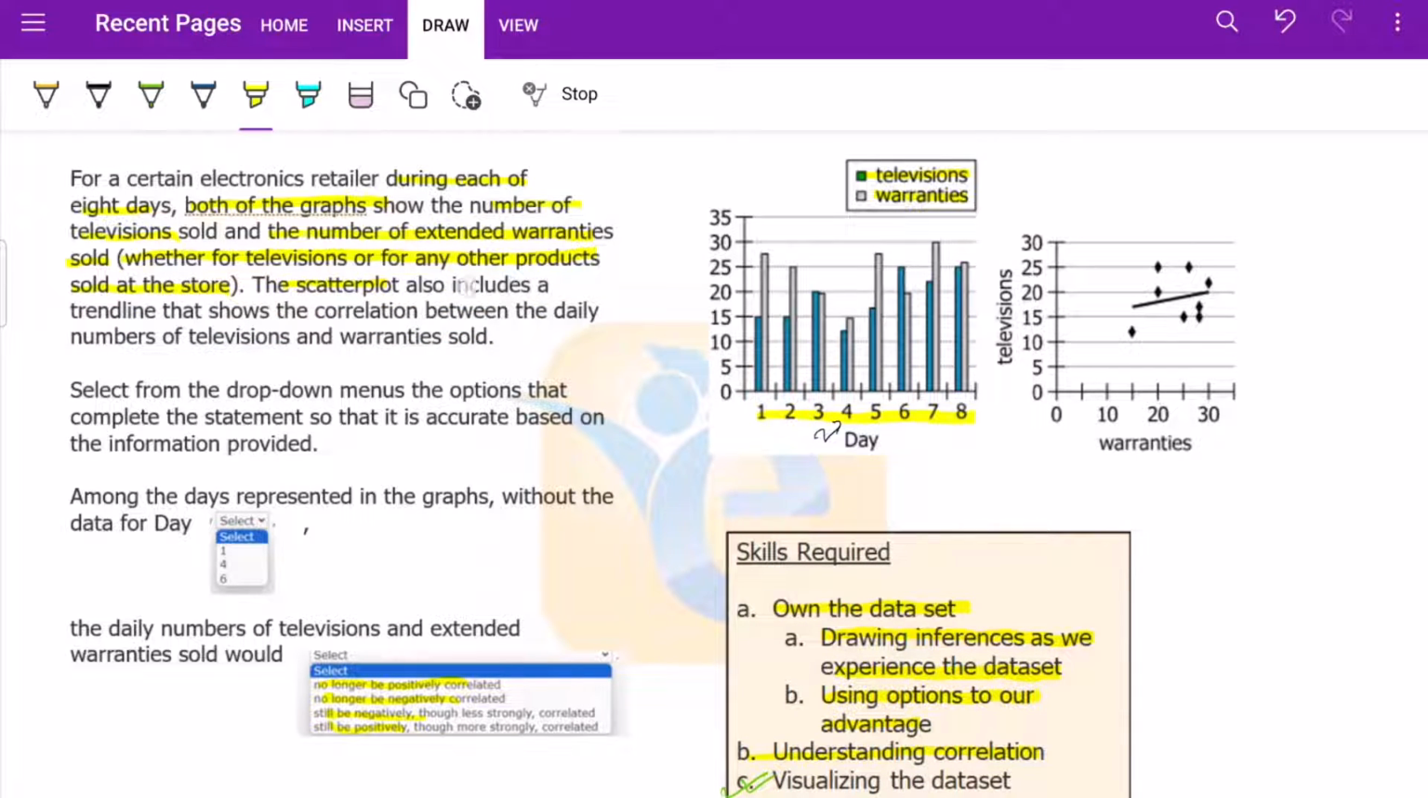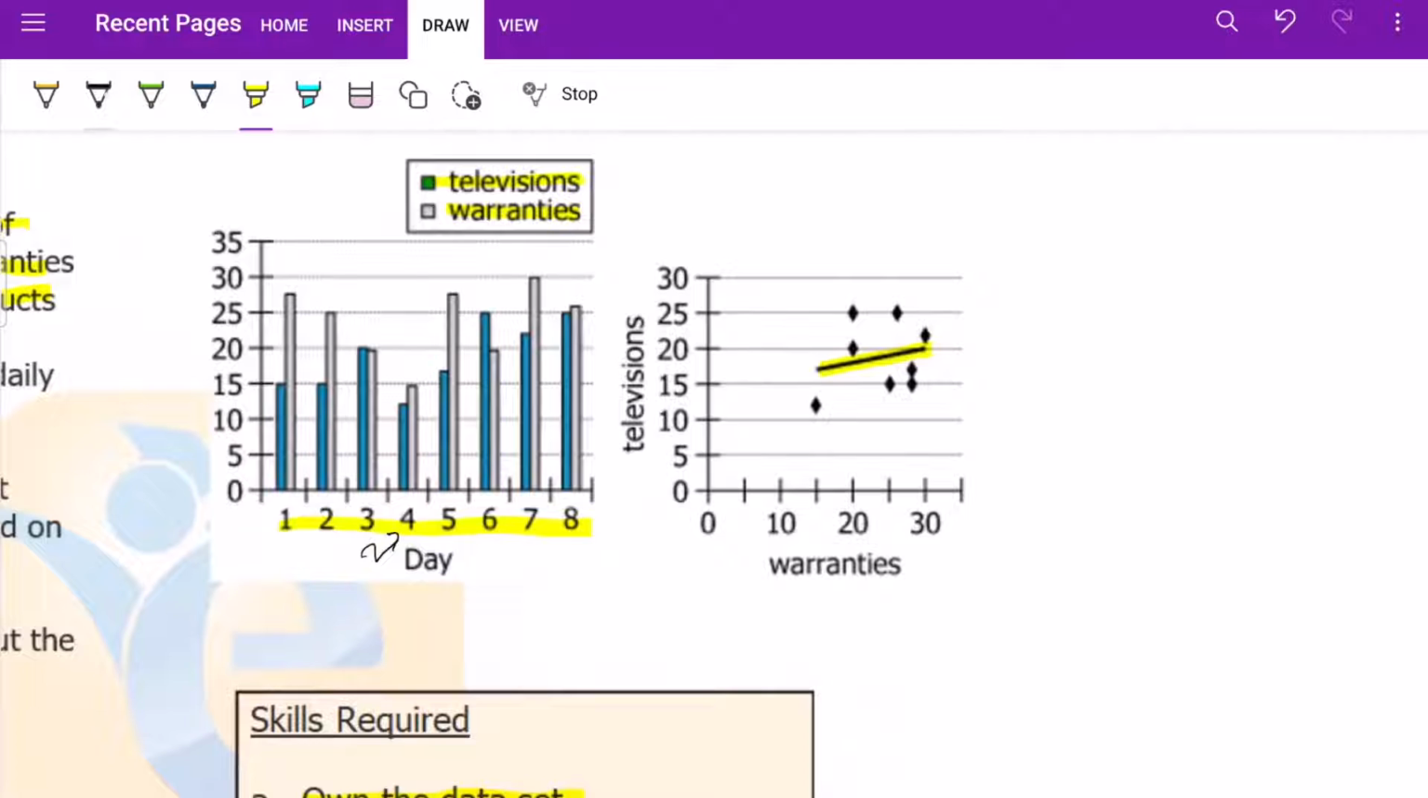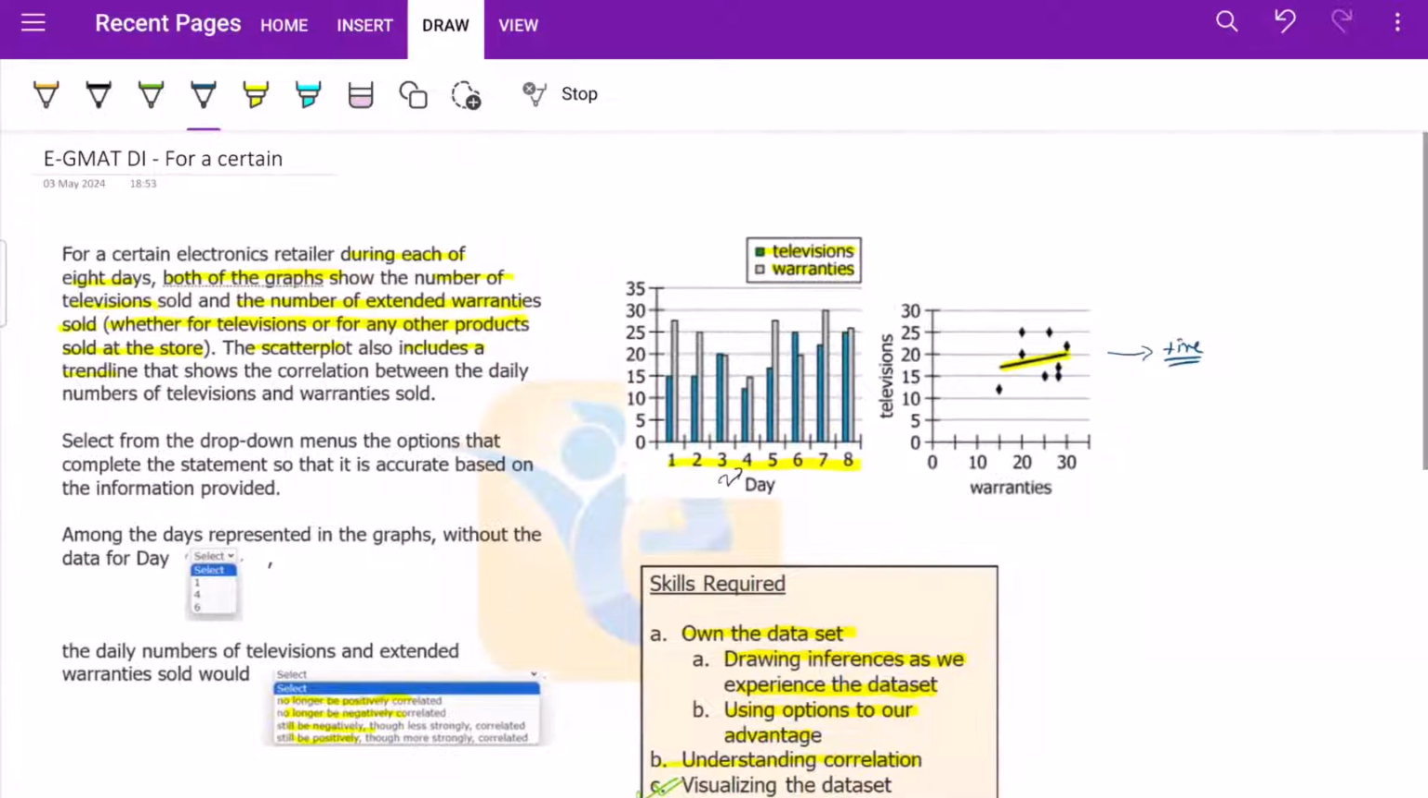The scatter plot also includes a trend line. So this is our trend line. So with the basic knowledge of correlation that we have, we can very clearly see that this is a positive correlation as of right now. So I hope that is not a problem with anyone. Moving ahead. Correlation between the daily numbers of television and warranties sold, and that is a positive correlation that we have established.